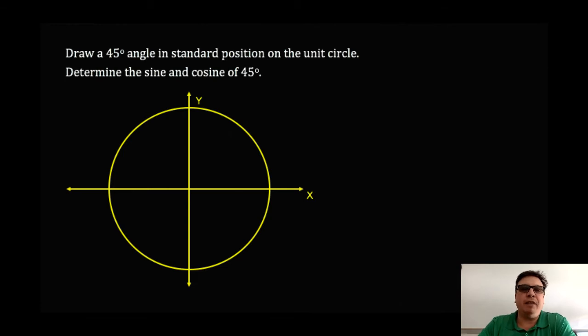All right, so draw a 45-degree angle in standard position on the unit circle. So a 45-degree angle, it's approximately like this. Again, I'm doing it by hand. And then here is 45 degrees, and 45 degrees rotates this way. And then I want to determine the sine and the cosine. So then this is my reference triangle. This distance x and this distance y are going to tell me what sine and cosine are.